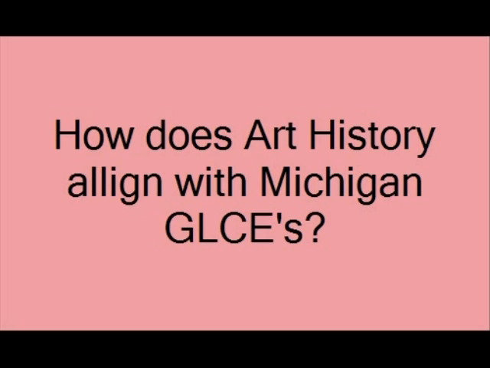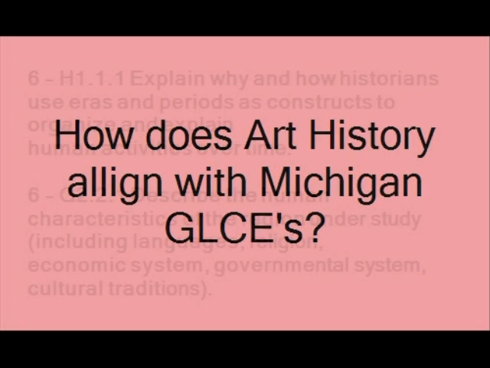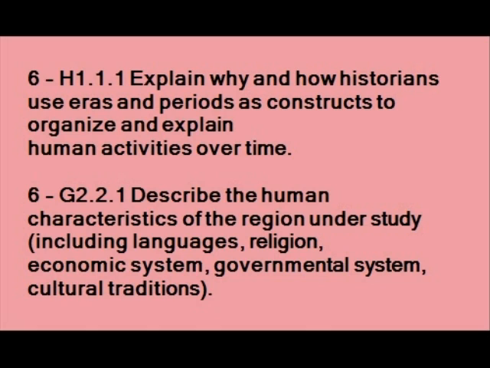How does art history align with Michigan GLCEs? There are two GLCEs for 6th grade which art history relates to. The first one has students explain why and how historians use eras and periods as constructs to organize and explain human activities over time. The second has students describe the human characteristics of the region under study, such as languages, religion, economic system, governmental system, and cultural traditions. Art is an example of a cultural tradition.